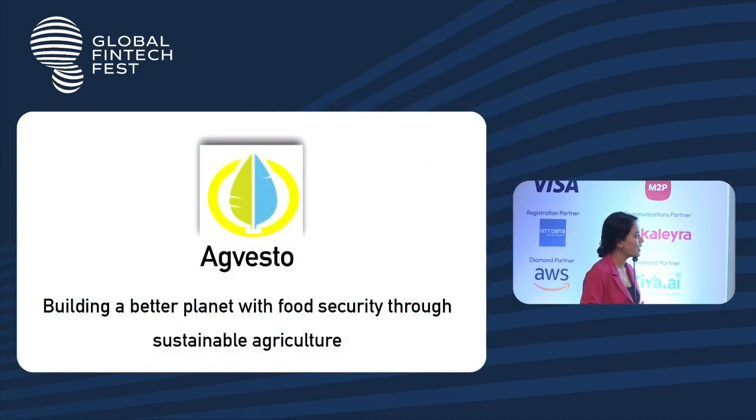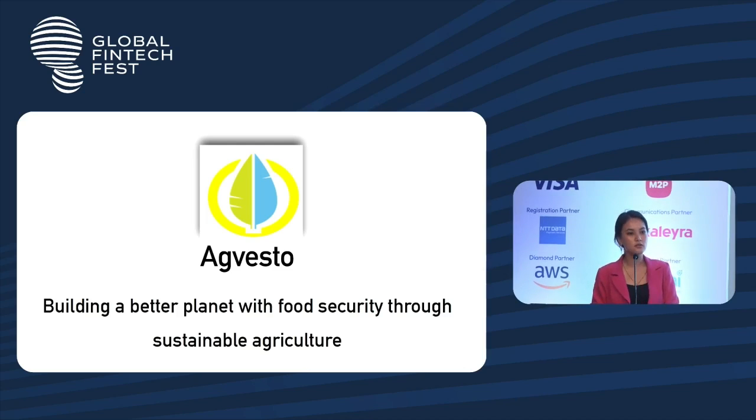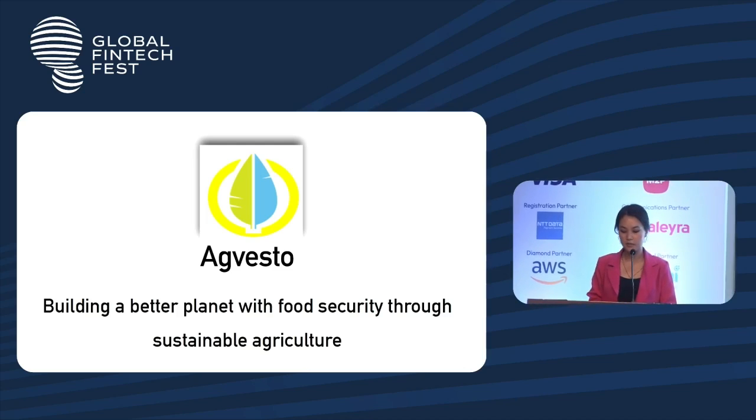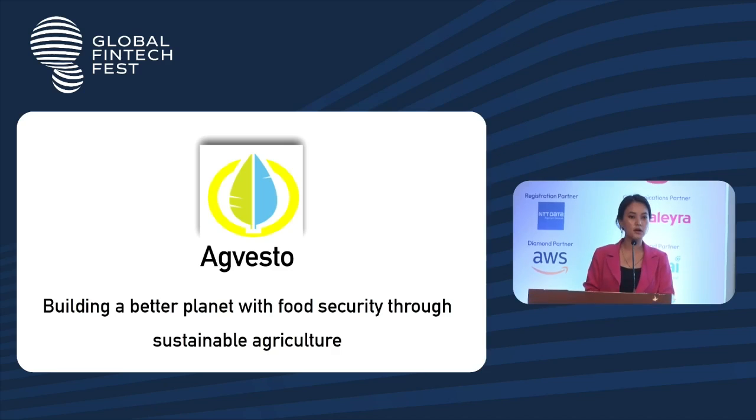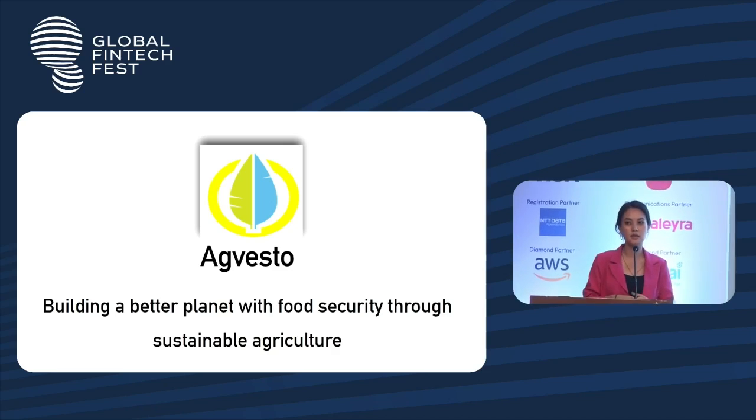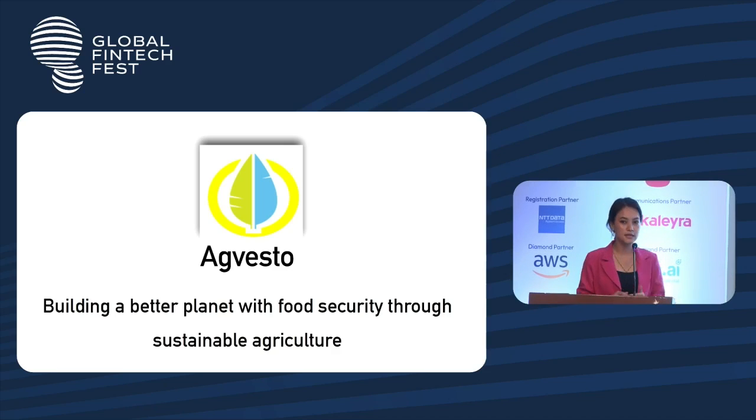So we as Agvesto believe in building a better planet with food security through sustainable agriculture. And Agvesto is a UK-based insurance broker company who have recently expanded their journey in India as Agvesto India Private Limited, and Agvesto IMF.